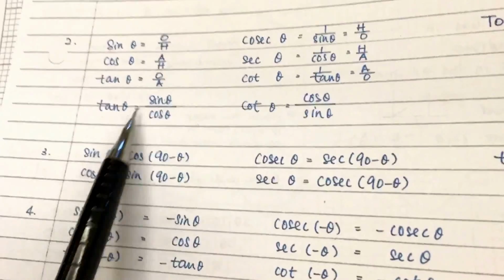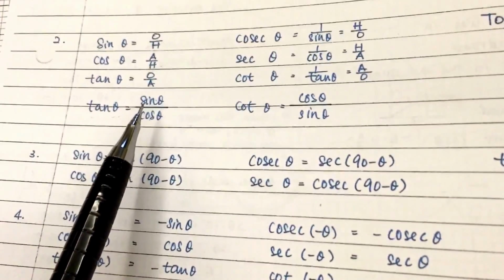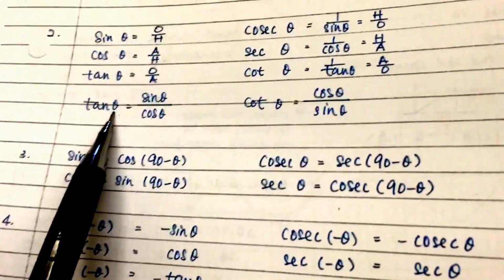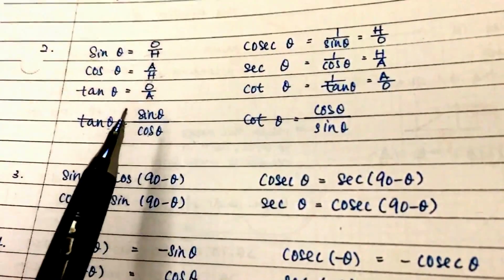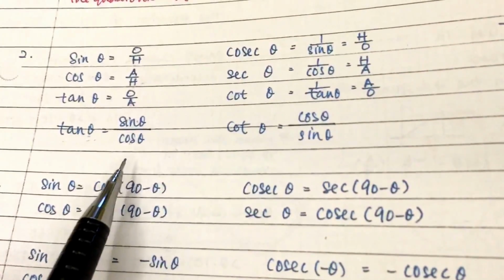So tangent theta is sine theta over cos theta. We often use this a lot in solving equations and proving. Especially when you see the tangent term coupled with others like a sine term or cos term, you normally change the tangent to sine over cos.